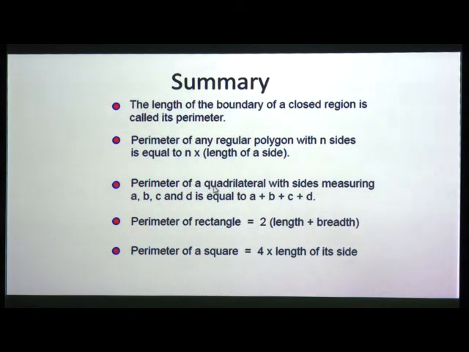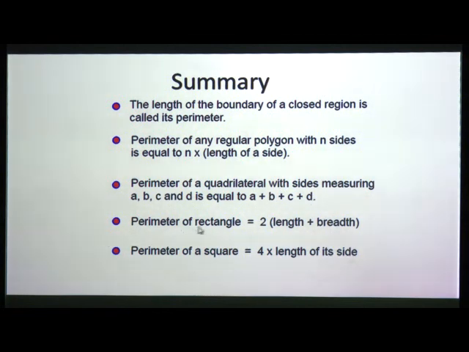Now, the perimeter of a quadrilateral with sides measuring A, B, C and D is equal to A plus B plus C plus D. A quadrilateral is a 4-sided figure, and we consider each side as A, B, C and D. What we have to do is take the sum of all the sides of the quadrilateral, that is A plus B plus C plus D. So, we can find the perimeter of a quadrilateral.